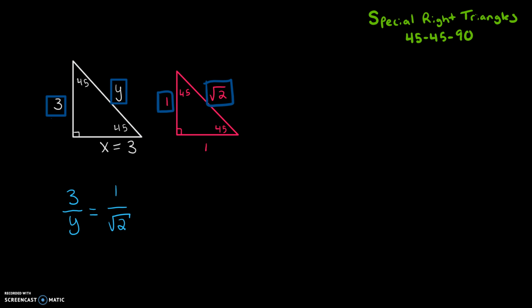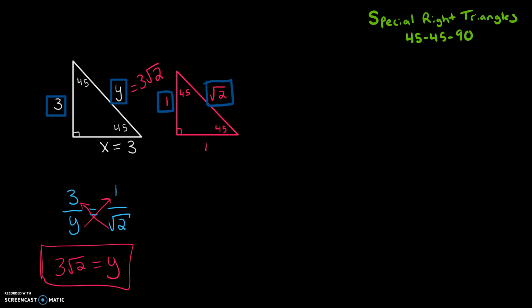So now that we have this problem, we will cross multiply and solve. So I'll do square root of 2 times 3 is 3 square roots of 2, and y times 1 is y. And there we have our solution. y equals 3 square roots of 2. It is as simple as that.